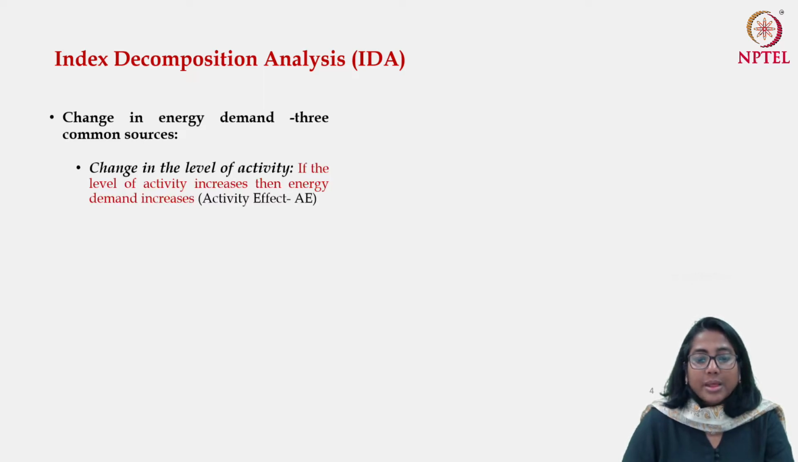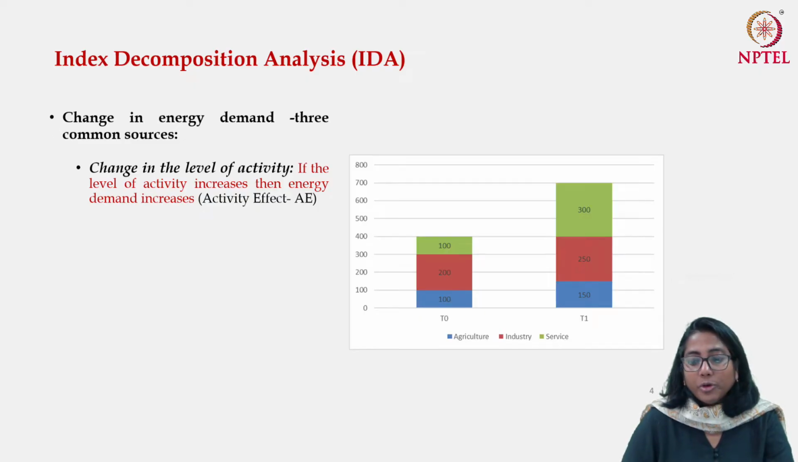What are these common sources? The first one is called the activity effect. That is the change in the level of activity leading to the change in energy demand. If you look at this diagram, we are considering the same economy at two different points of time. At period T1, this is the size of the economy. However, the size of the economy grows. You can also think of this as the size of the GDP. It grows to become this much. So there is an increase in the GDP. Now if there is an increase in the GDP, it is likely that the demand for energy will also grow. So this is one source of change in energy demand, which is captured in terms of the activity effect.